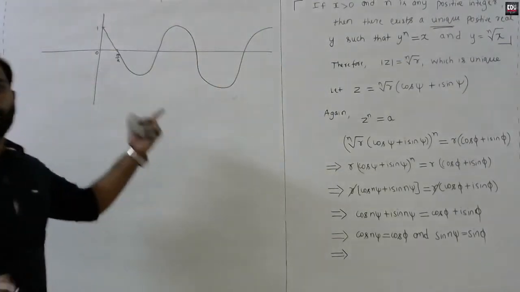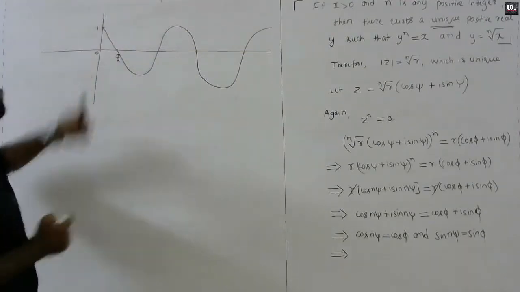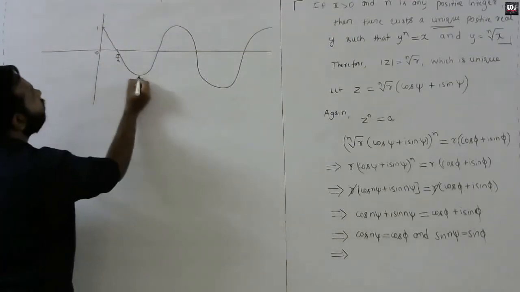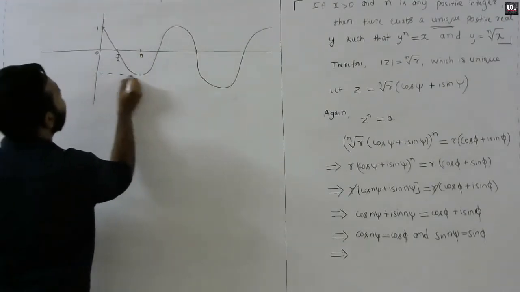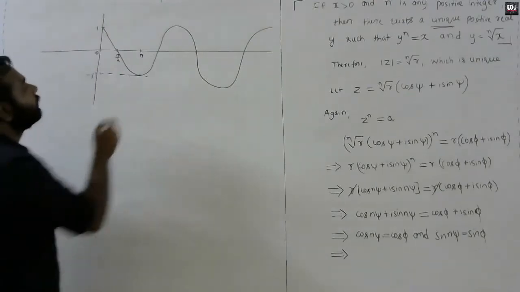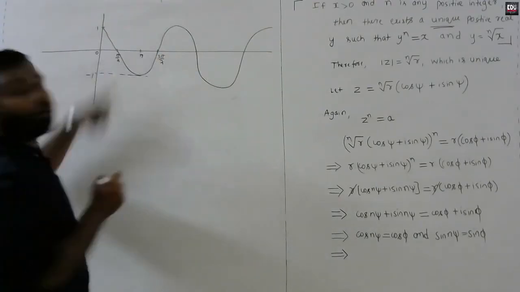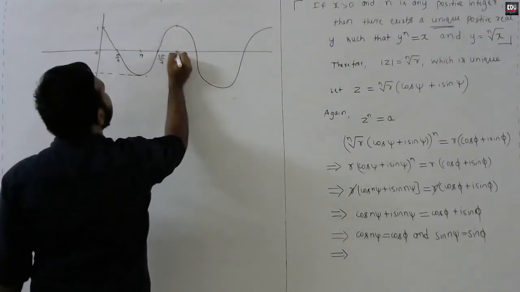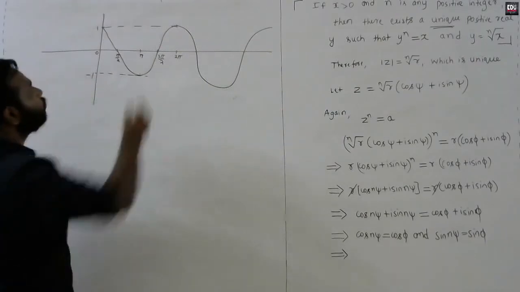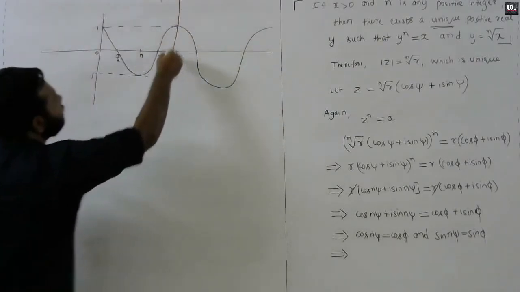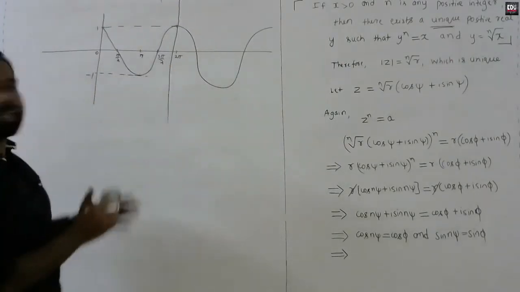The graph of cos will be like this. So cos 0 is 1, cos pi by 2 is 0, cos pi is minus 1. Once again, cos 3 pi by 2 is 0, and cos 2 pi will be 1. So this is one cycle. Next, the same values repeat. So I can observe that.